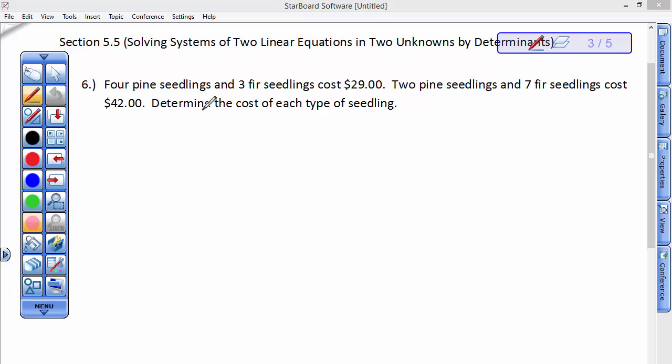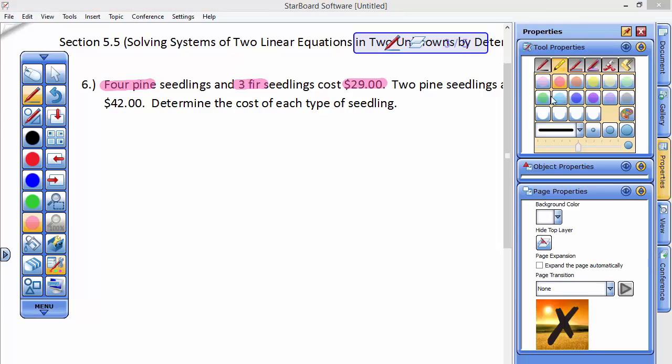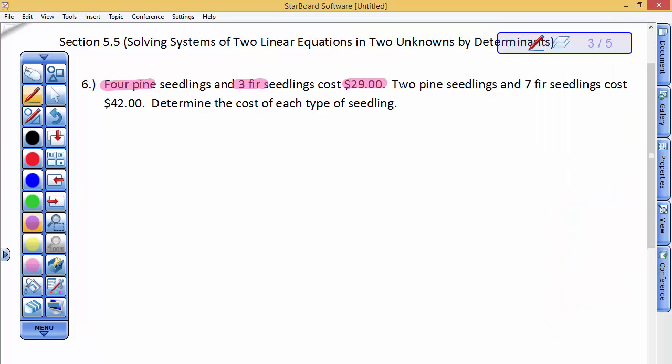Actually, it's not a total and a cost. It looks like we buy 4 pine seedlings and 3 fir seedlings for a cost of $29. And then, I'm going to go ahead and change my color here. Then we buy 2 pine seedlings and 7 fir seedlings for a cost of $42. So actually both equations are going to have cost involved. And therefore, the question is to determine the cost of each type.